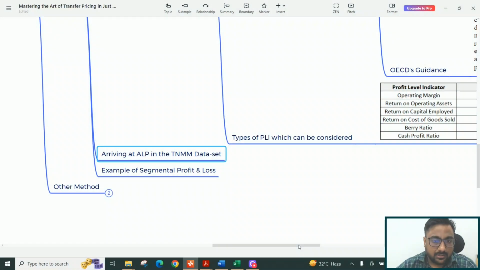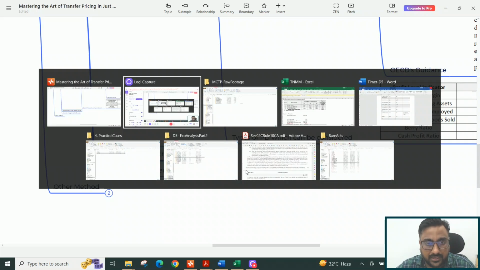Last part of this TNMM section, we just move on. So right now what we will discuss is two parts. First is arriving at arm's length price in TNMM dataset. As we already saw in the last example that we arrived at the dataset of TNMM, and then there is an example of segmental profit and loss. I'll just open that file and from that I'll explain.